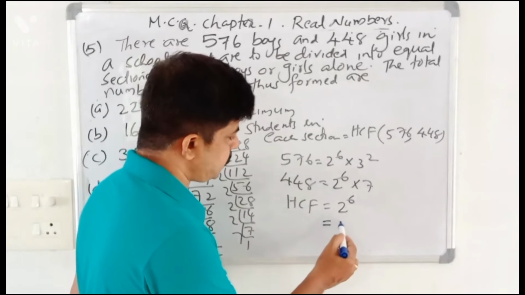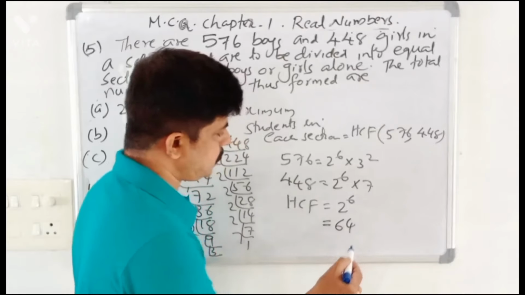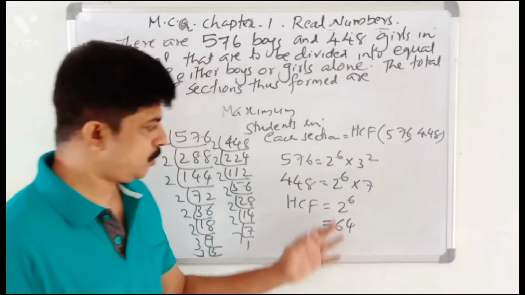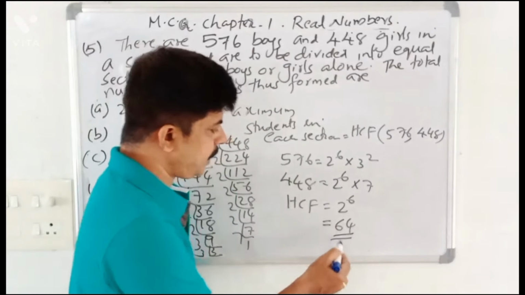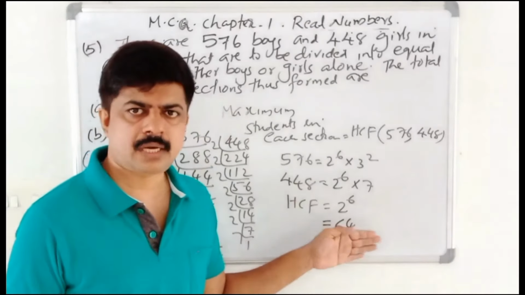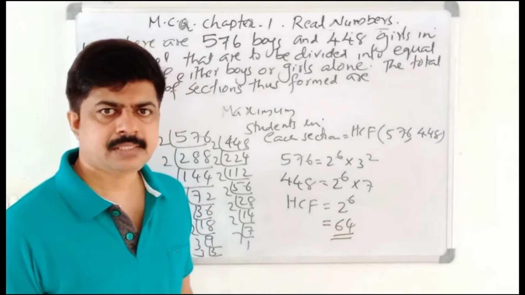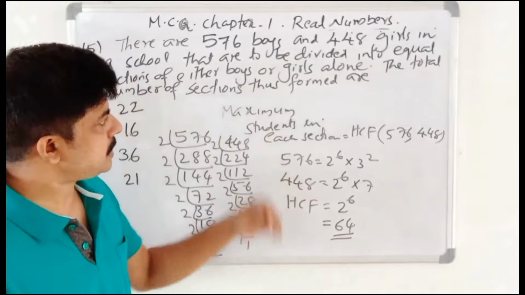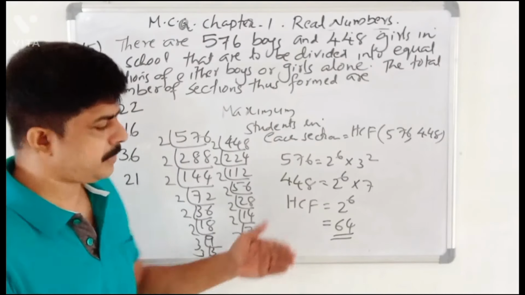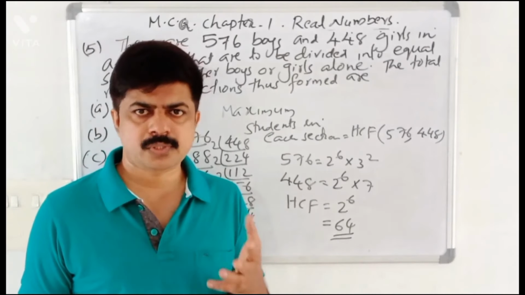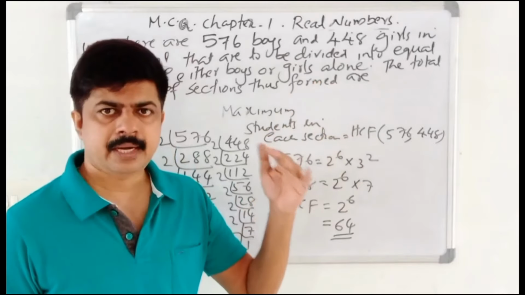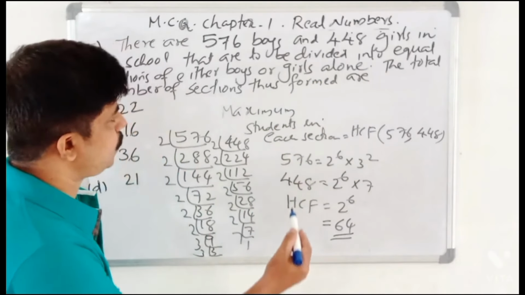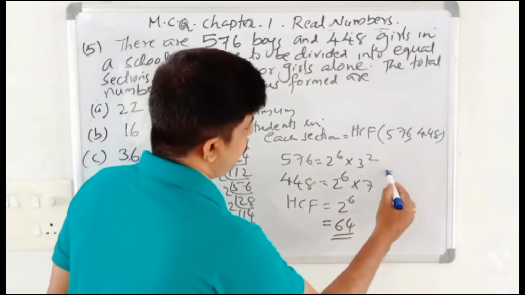2 raised to 6 means we have 64 students. 2 five times is 32, 2 six times is 64. Therefore we know that in each class the maximum number of students should be 64. Like this, how many sections can be formed? We know that in the boys section only boys should be there, in the girls section only girls. Therefore we need to know how many sections can be formed.